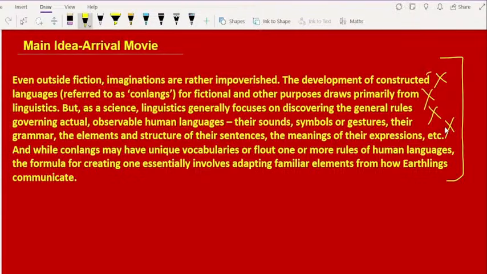So what exactly happens? Let's say you are reading it. How you will read it? Let's say I am going to read it. Even outside fiction, so keep on following the cursor if you can see.